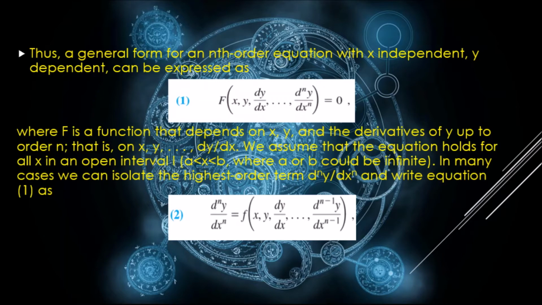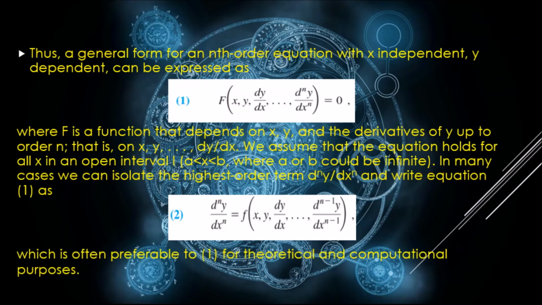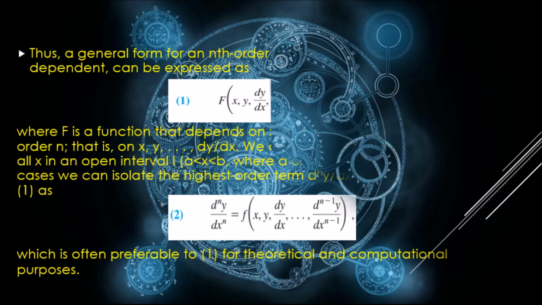In many cases, we can isolate the highest order term, d^n y over dx^n, and write the equation as d^n y over dx^n equal to a function of x, y, dy over dx, up to d^(n-1) y over dx^(n-1), which is often preferable to equation 1 for theoretical and computational purposes.